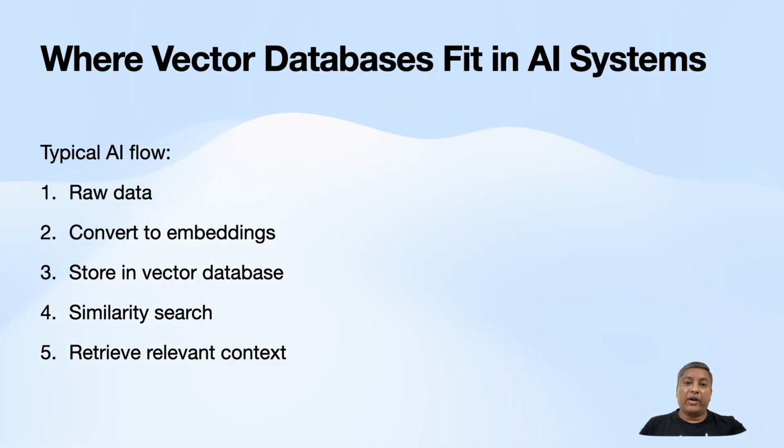This is how vector databases fit into modern AI systems. Raw data like text, images, or audio is first converted into embeddings. Those embeddings are stored in vector databases. When a query comes in, it is also converted into an embedding. The vector database then retrieves the most relevant results based on similarity. This pattern shows up everywhere in modern AI.